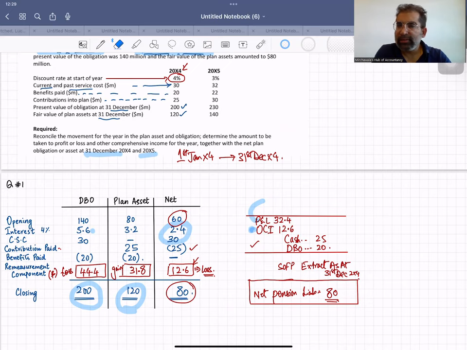Now let's do the second year. Simple second year. Normally, students, I would request you to pause the screen. To pause the screen, first try 2005 yourself. Complete everything with double entry. First try 2005 and then watch my solution.